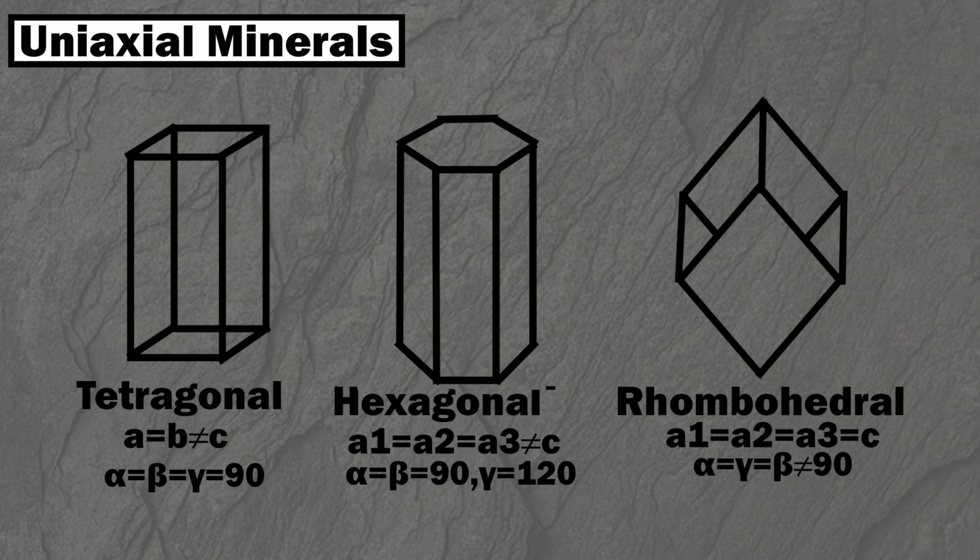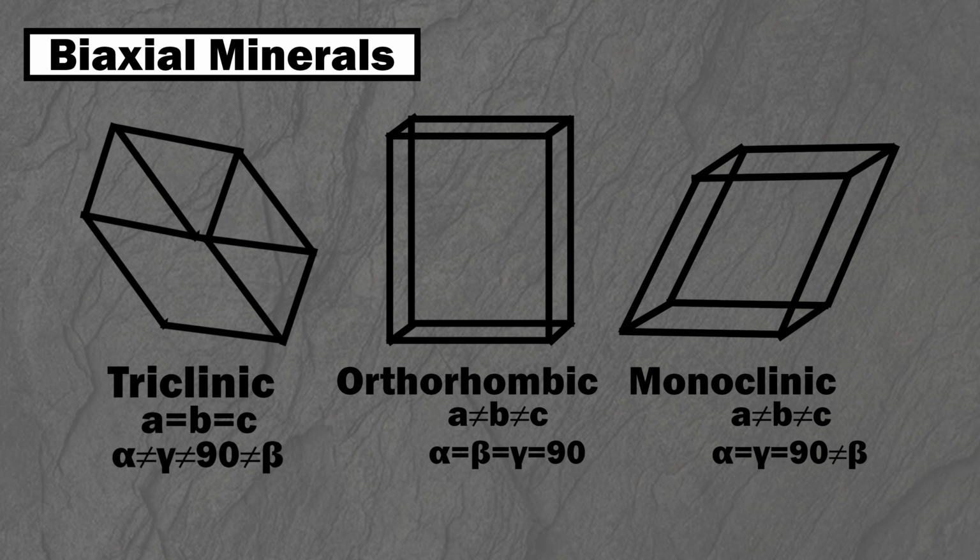Minerals in the tetragonal, hexagonal, and rhombohedral crystal systems have just one optic axis. These are known as uniaxial minerals, while minerals in the triclinic, monoclinic, and orthorhombic crystal systems have two optic axes. These are known as biaxial minerals.